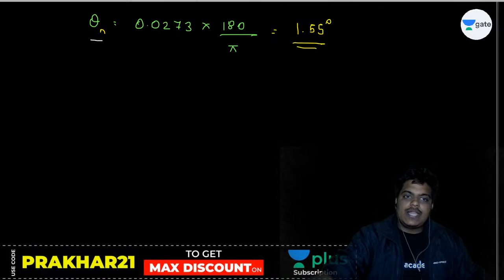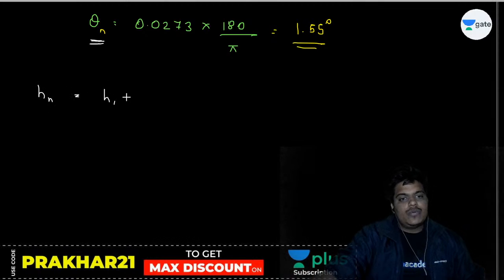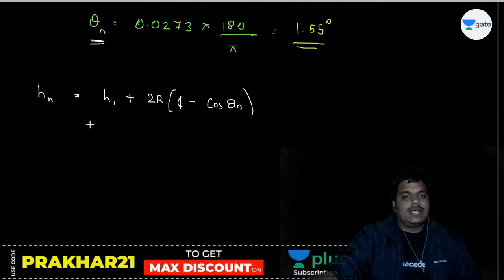आपको कुछ नहीं करना है, थीटा n का वैल्यू ले लिया आपने. You have already taken the value for theta n. ठीक है. Now you need to calculate the value of small h n. Small h n is equal to h1 plus 2r 1 minus cos theta n. That's it.